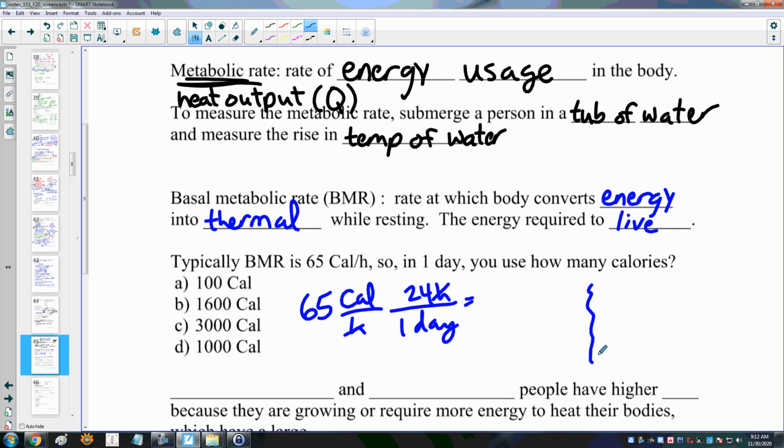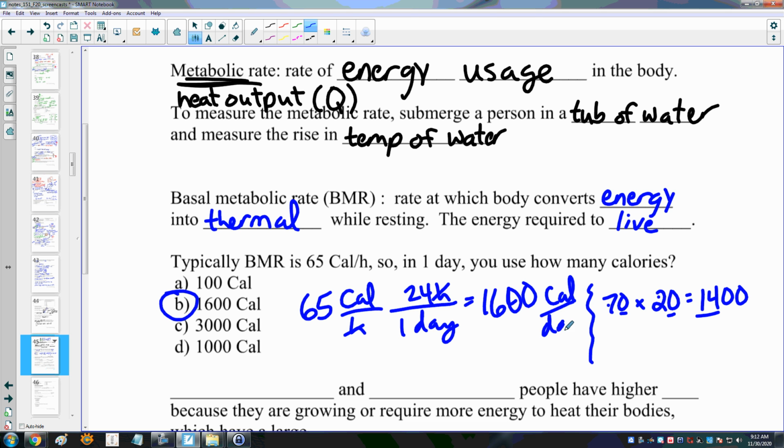Is to round these numbers. So I have 65, I would round that up to 70, and then I'm multiplying it times 24, I round that down to 20, and that gives me 1400, right? Because 7 times 2 is 14, and then I have these 2 extra zeros. So I look here on the multiple choice, and I see that 1600 is the only answer that's close to that. And in fact, if I do 65 times 24 in my calculator, I do get 1600 calories per day. All right.